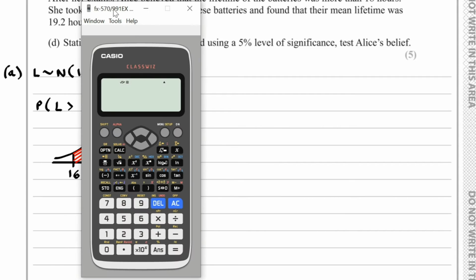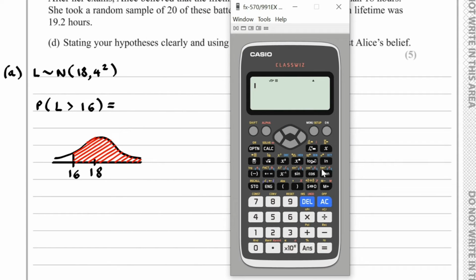So if we go to our calculator and go to the distribution section, we have a normal CD. Our lower limit is 16, upper limit can be something really big such as a million, sigma is 4, mu is 18, and it turns out we get 0.6914, etc. as our required probability.